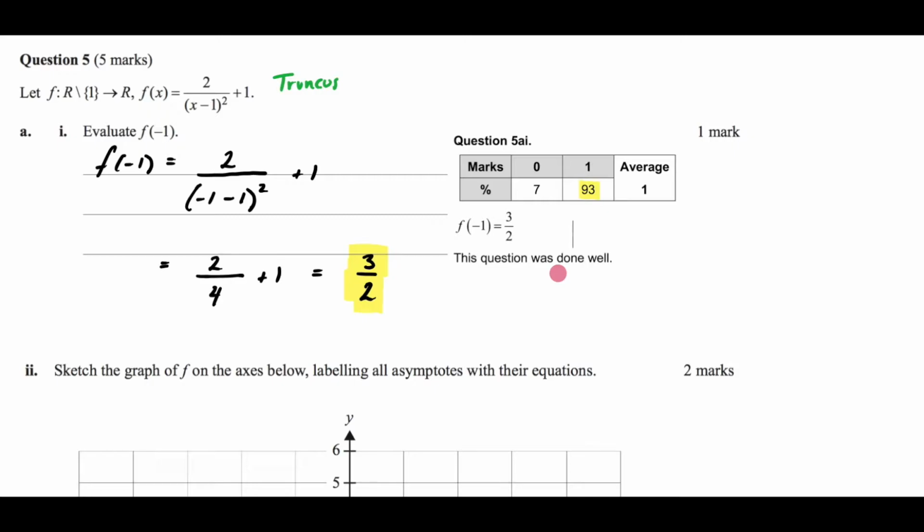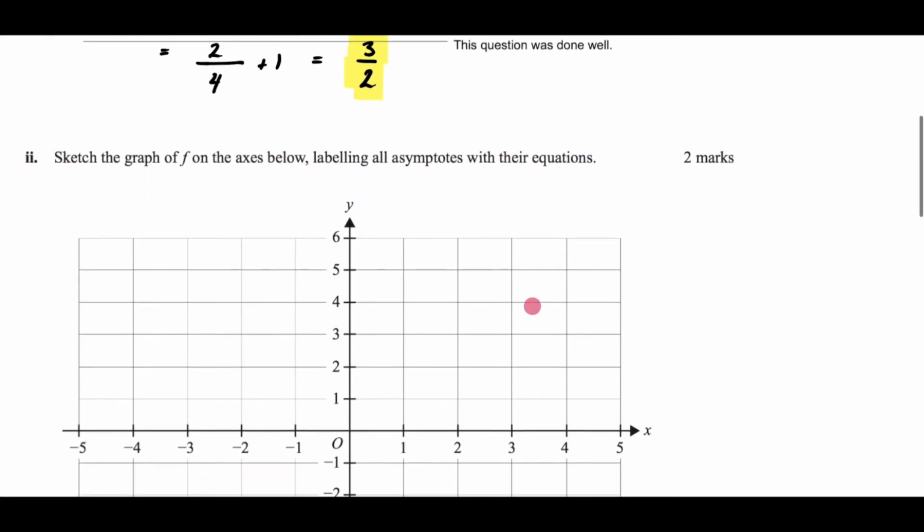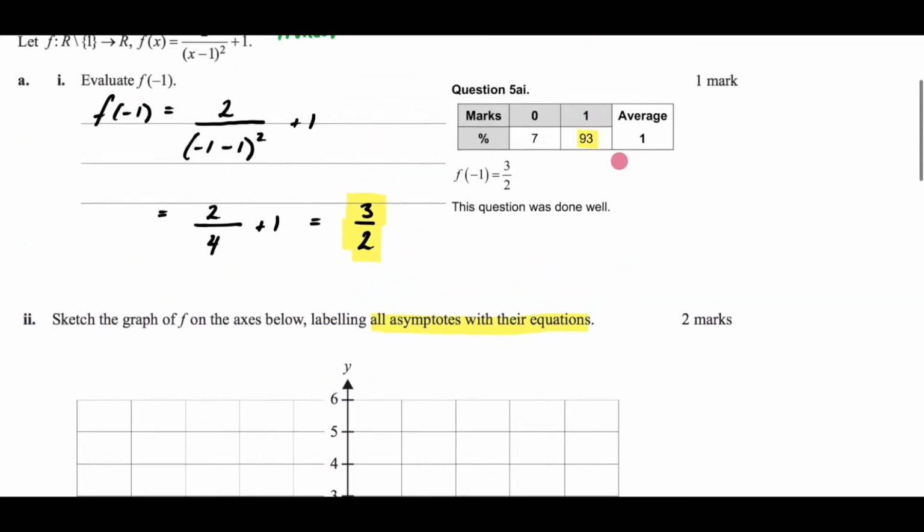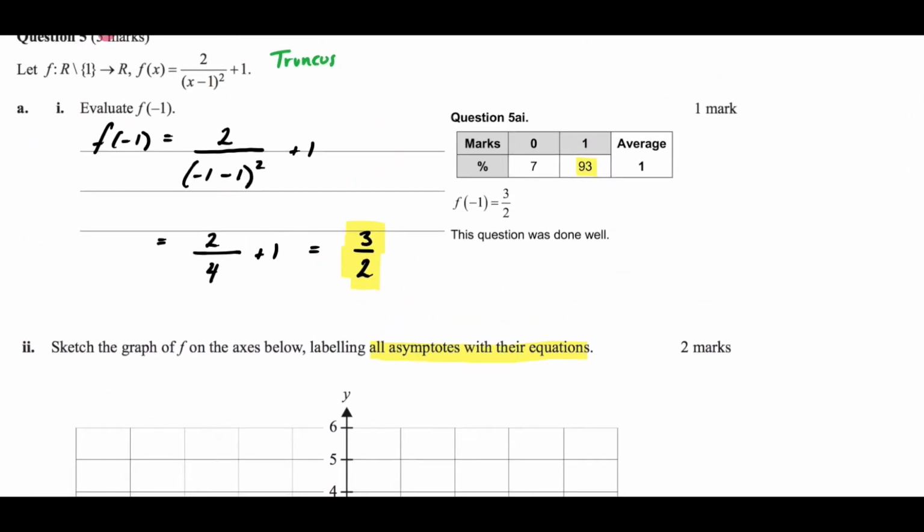Perfect. Let's now move on to our next one, in which we are asked to sketch the graph of f on the axis below, labeling all asymptotes with their equations. Okay, so let's just come and look at what our function is and see what we can immediately recognize. So what we're doing for this question is we're graphing this. So I'm graphing y is equal to 2 over (x minus 1) squared plus 1.